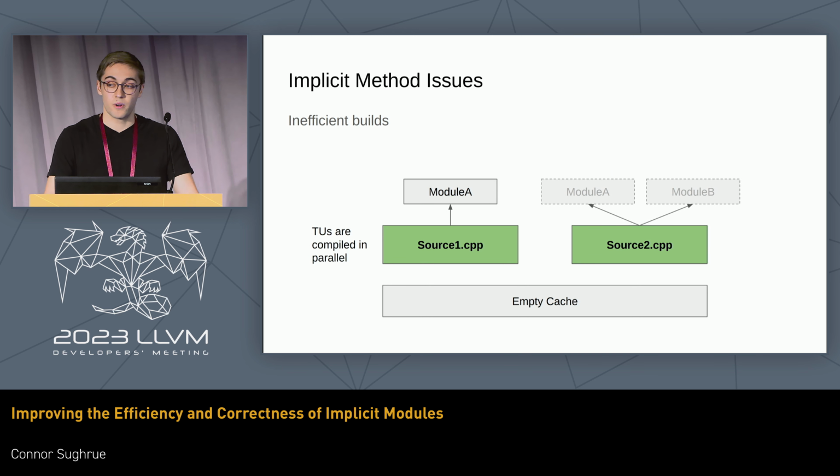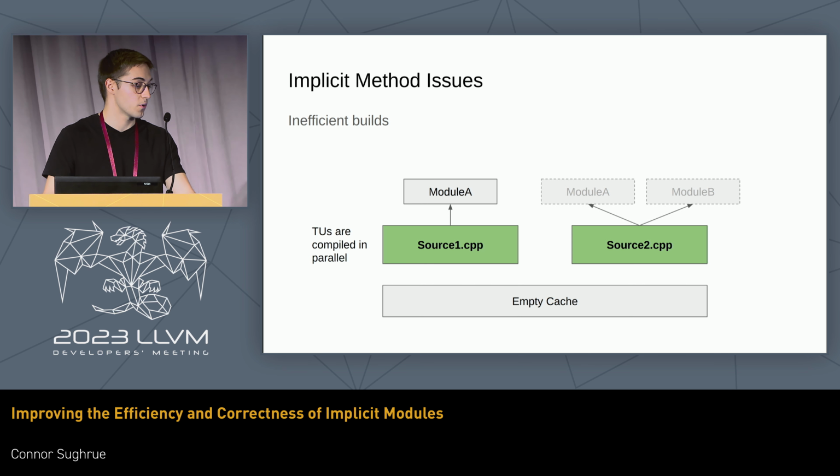Now, another big issue is that the implicit method is a little bit inefficient. When translation units are compiled in parallel, oftentimes the Clang invocations will encounter an import of the same module at the same time. In that case, if that module has not already been cached, one Clang invocation will just sit idle, waiting around doing nothing, while the other builds the required module, when in reality, there is work that could happen.